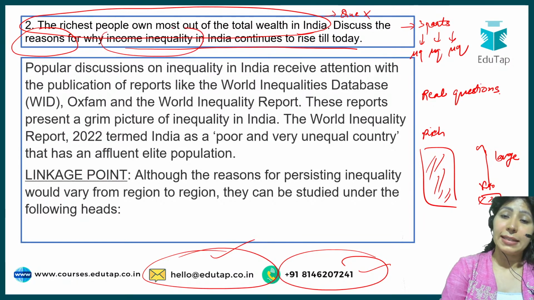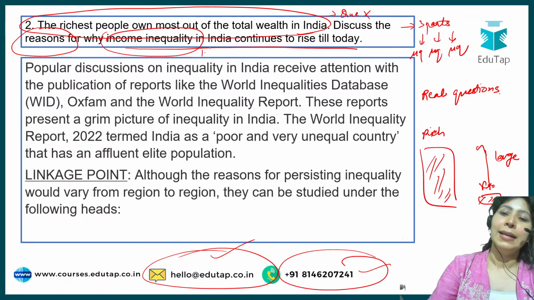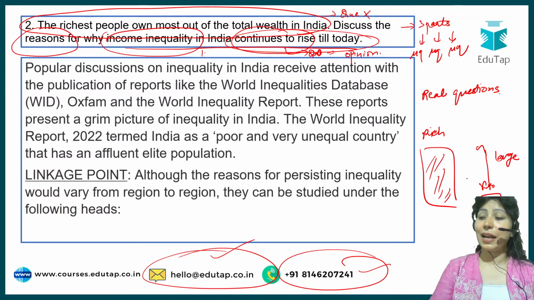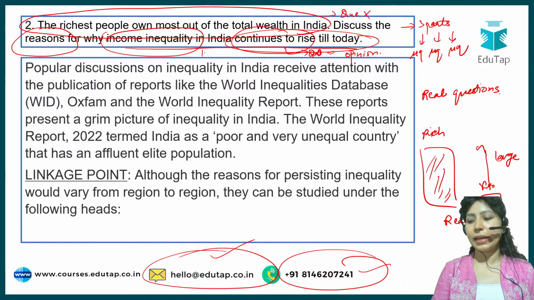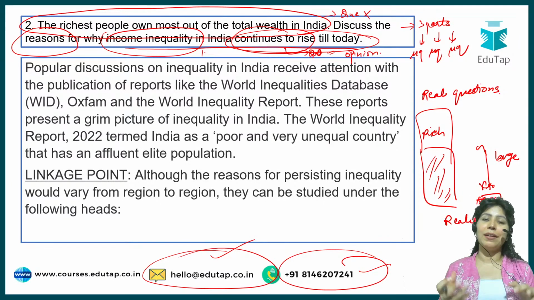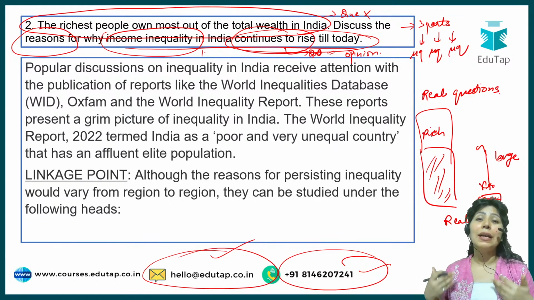Income inequality is there in India. This is one truth. Second is continues to rise till today. This is a qualifying word here. Qualifying word, that means it gives the opinion of the examiner. So it is continuing to rise. This income inequality, yes, this is a reality. Plus, they say that the rich are becoming richer and the poor are becoming poorer. Why is income inequality rising? Why are the rich becoming richer and the poor becoming poorer?